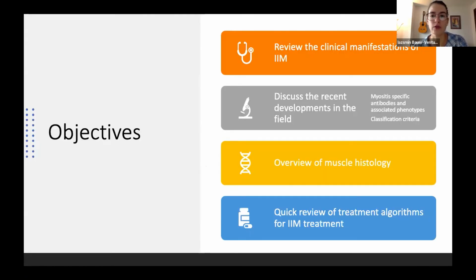So, quick overview, we are going to talk mostly about the clinical manifestations of inflammatory myopathies. We'll discuss the most recent developments, particularly with respect to classification criteria and myositis-specific antibodies. We'll do a quick overview on muscle histology and a quick review as well on some of the algorithms for the treatment of these diseases.